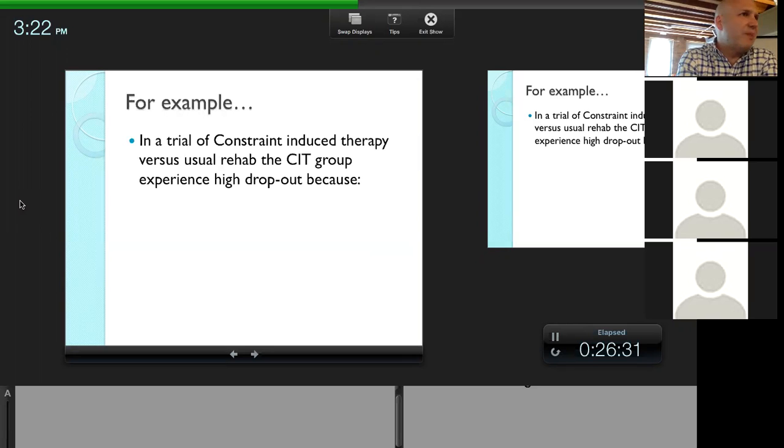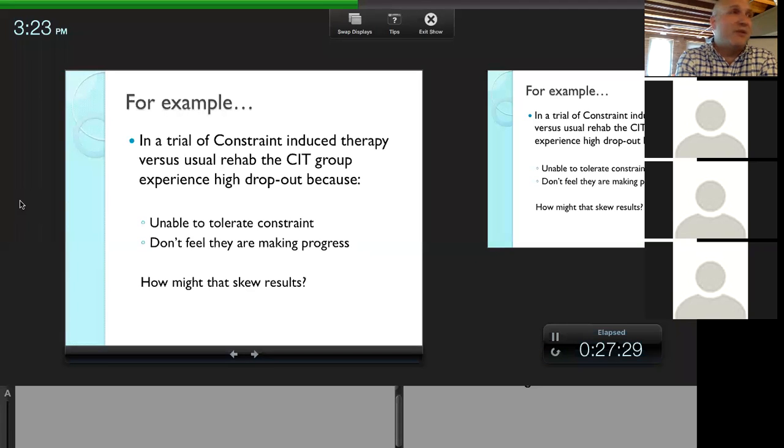Absolutely. So people just aren't prepared to tolerate that. They might not want that restriction of not being able to use the arm. They might feel that they're not making progress. But the point is, if people are withdrawing from the study and then we ignore them, that might skew the results. If people withdraw and don't take part in the constraint-induced therapy and we exclude those people, then we can't be confident that the groups have the balance that they had when we randomized them. Yeah, because they haven't dropped out at random.